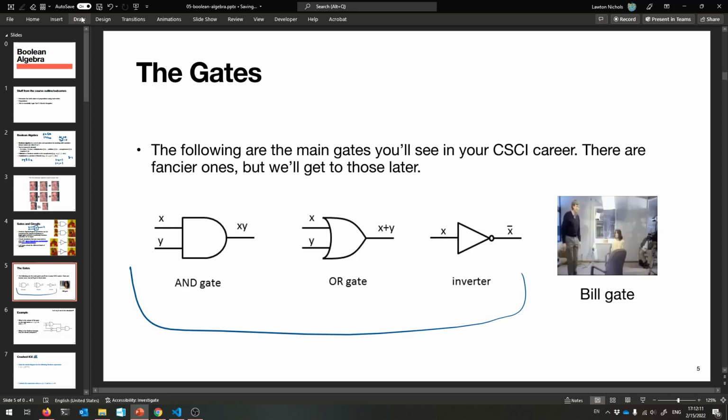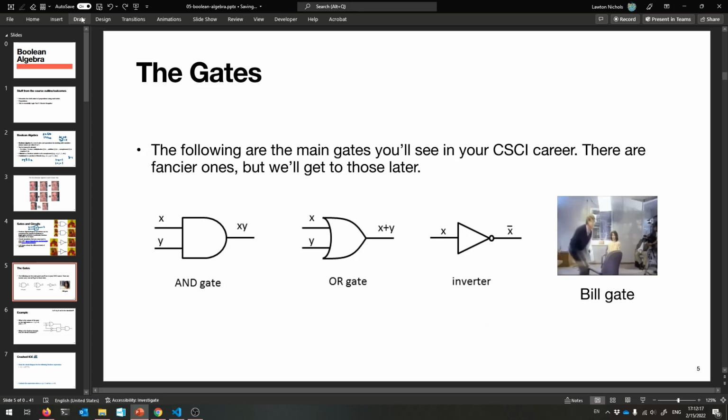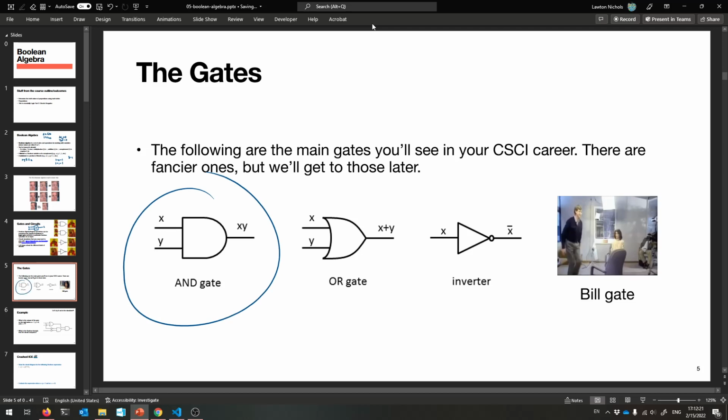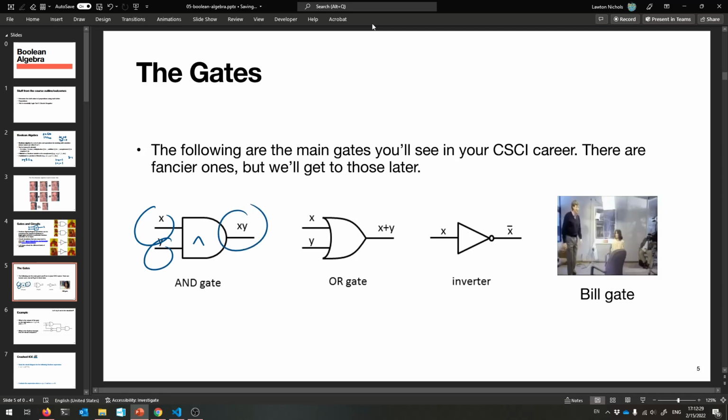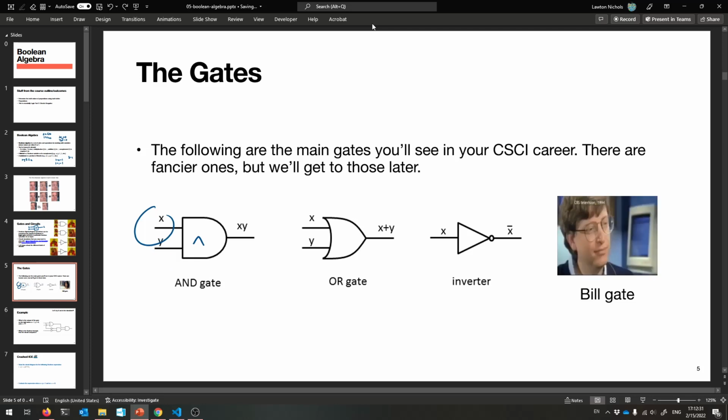Okay, these three can make every other gate in some combination. There are fancier ones, but these are the ones we mostly care about, the ones that we know and love. So this first one is called the AND gate, and it performs the AND operation on its two input wires. So it's going to multiply them together if we're working in Boolean algebra land. And the symbols are always like this.